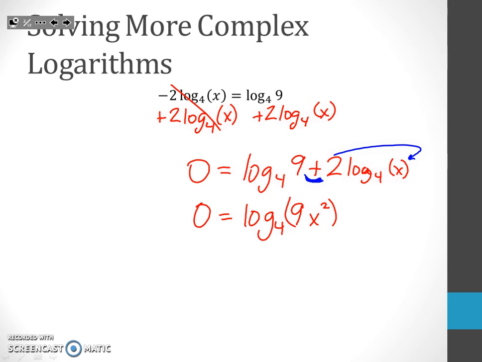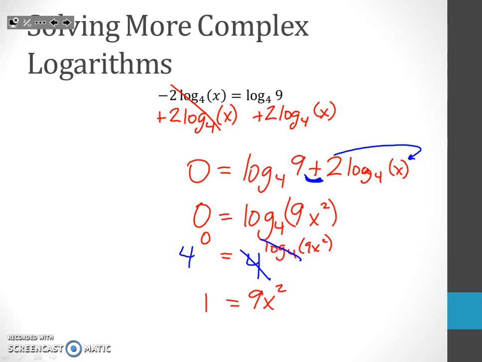So if I want to get rid of that log base 4, I can exponentiate, which means I've got 4 to the 0 power equals 4 to the log base 4 of 9x squared. We did that so that these would cancel. We're getting rid of our logarithm. I've got 4 to the 0 power. That gives me 1. And that equals 9x squared. Okay, so I've got 1 equals 9x squared.